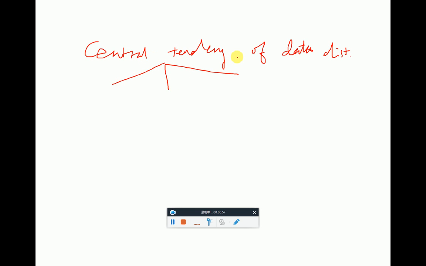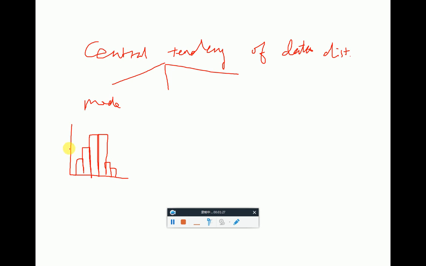Okay? So we said that there are different kinds of central tendency in turn, right? So we have mode. Mode, as we said, is the value or values. There could be multiple modes. The modes refer to the values that occur the most frequently in a sample, right?